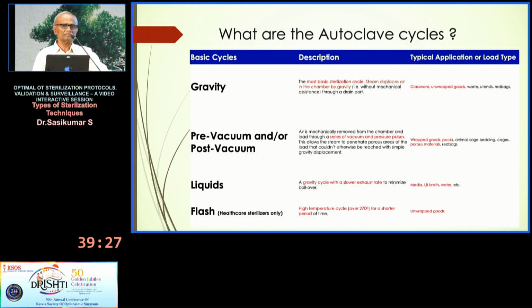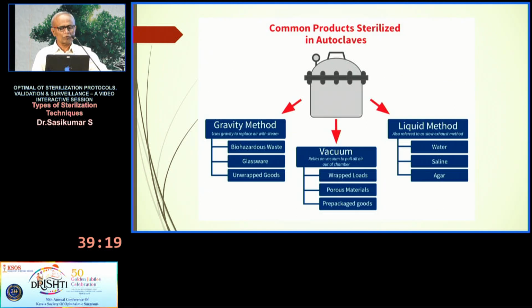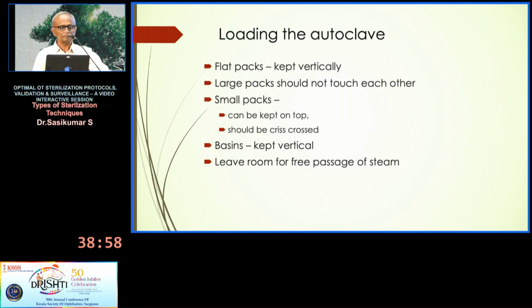And the flash cycles are seen in healthcare setups where a high temperature cycle for a shorter period of time is used. And the common products sterilized in autoclaves: in the gravity method, as I said, it is mainly the biohazardous waste and the unwrapped goods. While in vacuum, you can sterilize all sorts of heat-resistant equipment like wrapped loads, porous materials, and pre-packaged goods. The liquid method is used in laboratories.